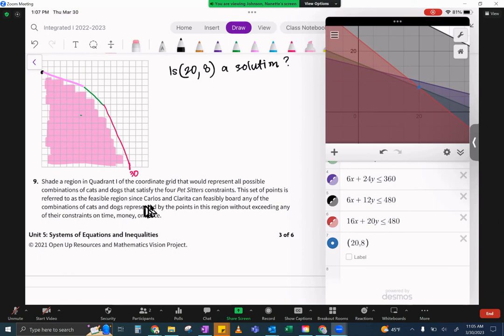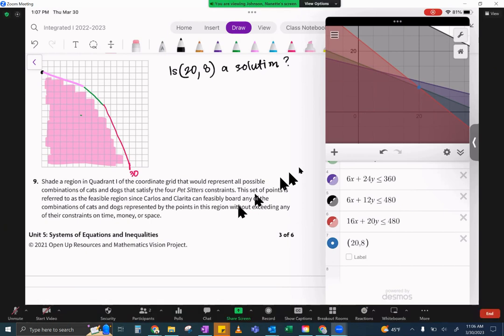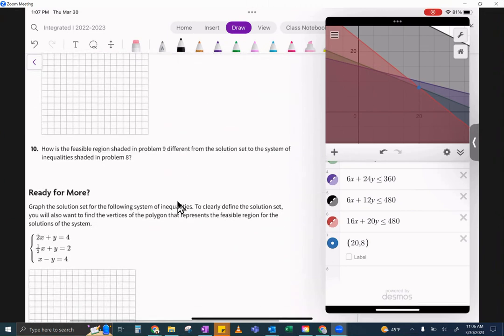We talked about funny ideas about this, but no, that's why they're only cutting it off with whole numbers. Okay, and since Carlos included can feasibly board any combination of cats and dogs represented by the points in this region without exceeding any of their constraints on time, money, or space. Okay, so this point right here is a solution. This one, this one, this one, no, no, no, no. And this is the one in question. I wonder why we're questioning him. Okay, so we're going to move on.